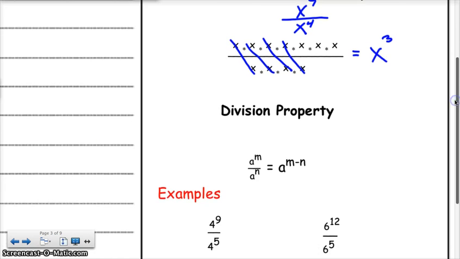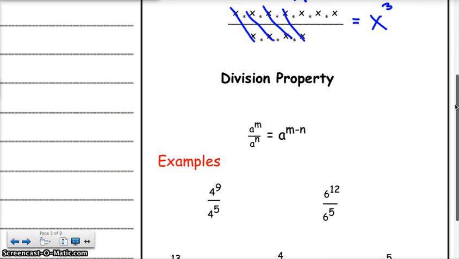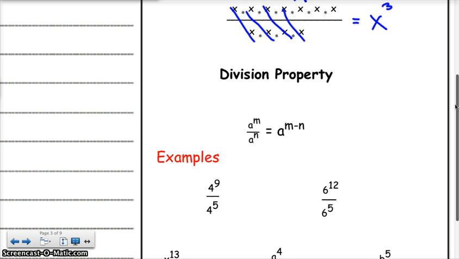Now the pattern is what we're going to actually apply. The pattern is called the division property of exponents, as long as they are the same base, okay? If we have a to the m over a to the n, it's equal to a to the m minus n, meaning just subtract the exponents. That's what that means. So as long as they're like bases though, because I can't do a to the 6 over b squared. You can't simplify that. You couldn't cross them out if you expanded it, okay?